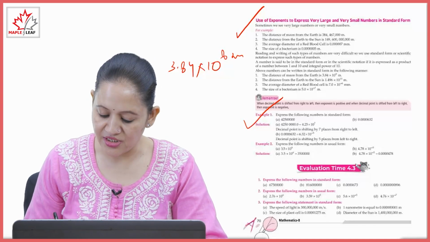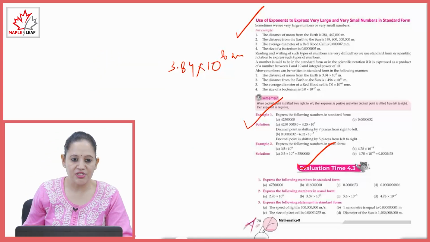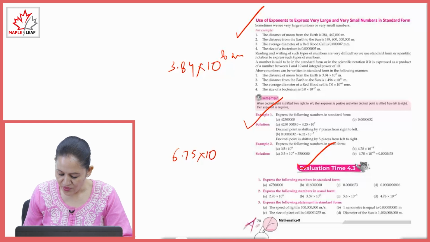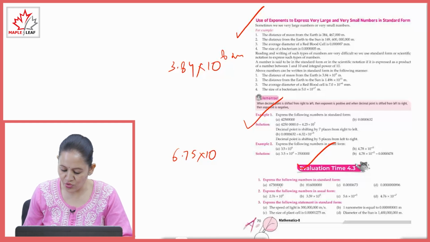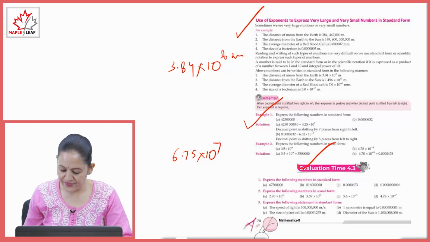नेक्स्ट, इवोल्यूशन टाइम 4.3. एक्सप्रेस द फॉलोइंग नंबर्स इन स्टैंडर्ड फॉर्म. सो स्टैंडर्ड फॉर्म में हम इसे लिखेंगे 6.75 into 10⁵. How many zeros are there? 1 2 3 4 5 and 2 और 6 7 इस तरीके से। क्लियर?